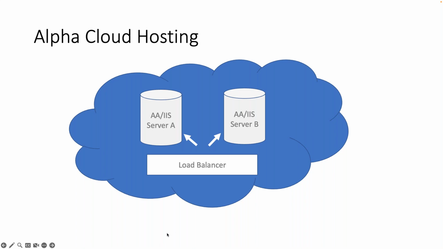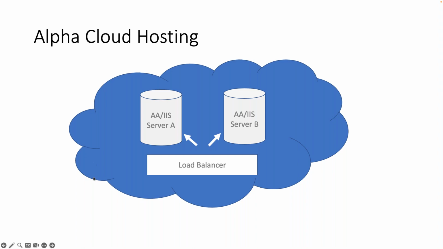So when traffic comes in, the load balancer decides which server to send it to. It could be round robin. It could just be based on how busy server A is versus server B, and so on. Now, because this is cloud hosting, it has 2 other kind of cool advantages.